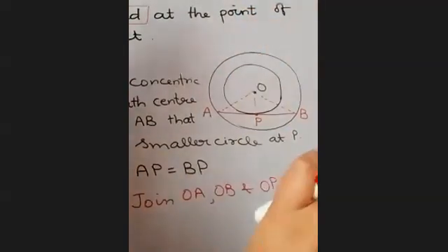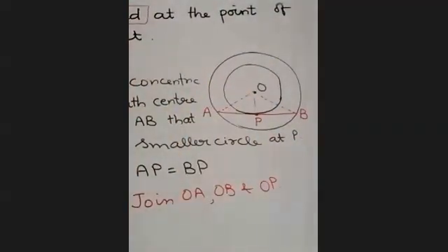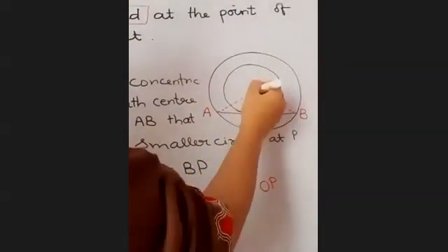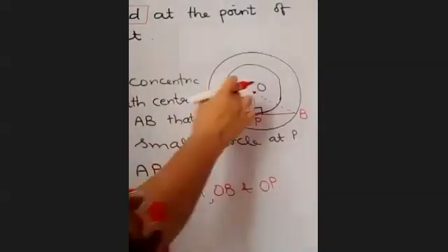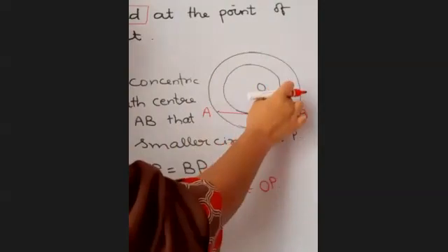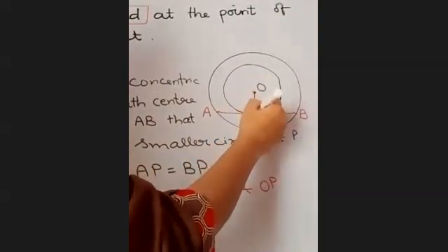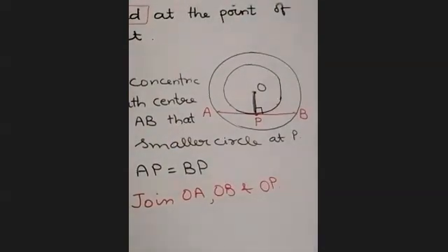Acha, if we even don't go for the congruency, let us see another way. We have OP as the radius of the smaller circle. So it should be perpendicular to the tangent AB. Radius is perpendicular to tangent, yes or no, children? So it will be perpendicular.